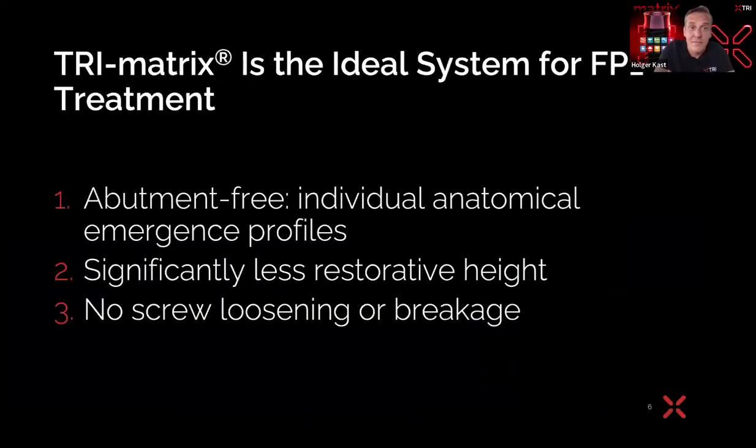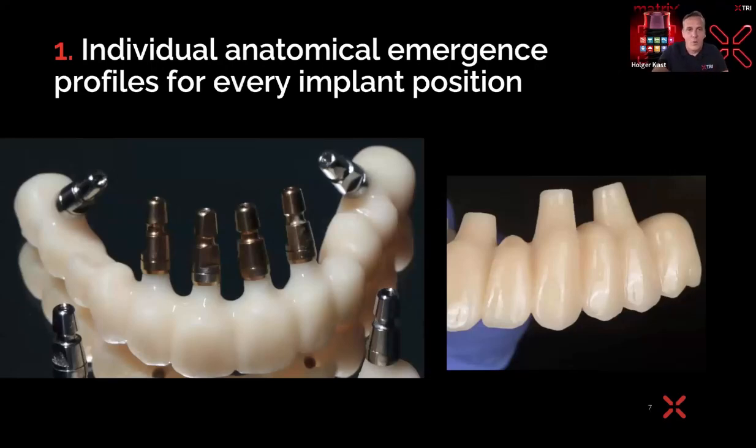There are 3 main points where the Matrix system allows significantly better full arch treatments. The first one is abutment-free. We already talked about it: significantly less restorative height, which is also a topic, especially for FP1s. I'm quite sure Stavros will talk about this as well. In molar regions, when you have to add an abutment, sometimes it's a tricky problem with the occlusal height. And then there is no screw loosening and no breakage, which I just want to show you on pictures here.